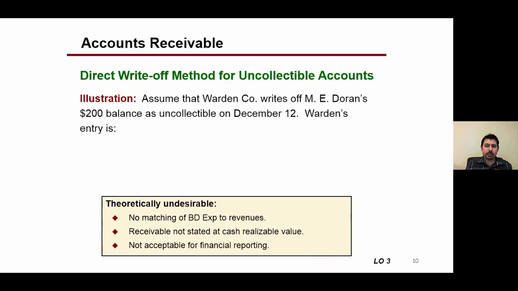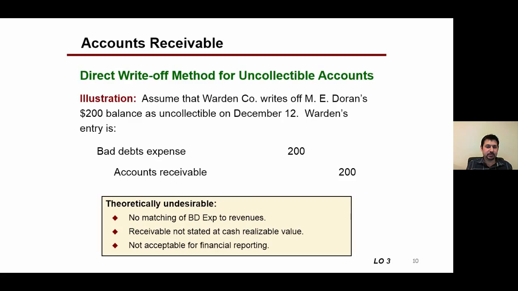So let's see how the direct write-off method for uncollectible accounts would work, and then we'll talk about the allowance method. First, let's assume that Warden Company writes off M.E. Doran's $200 balance as uncollectible on December 12th. Warden's entry will be a debit to bad debt expense and a credit to accounts receivable.